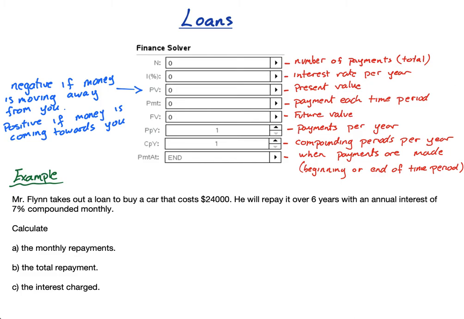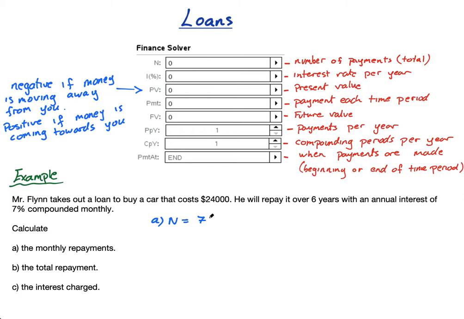Now, what is N? Okay, we'll go through each of these now. N is the number of payments, but I've written total here. So he's doing 12 per year because they're monthly repayments, and he's doing it for 6 years. So it's 6 times 12, which is 72.